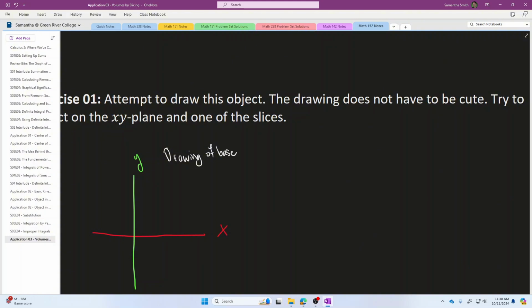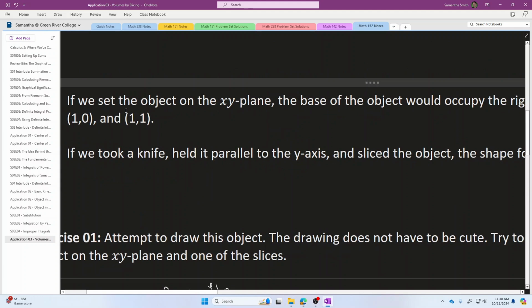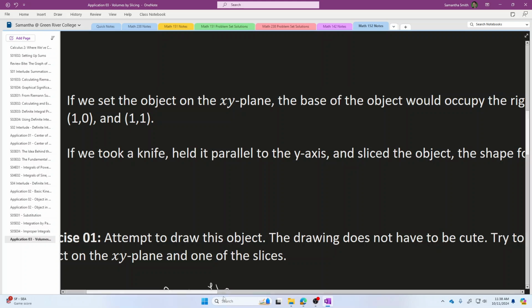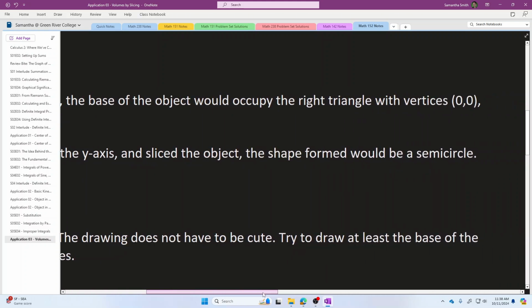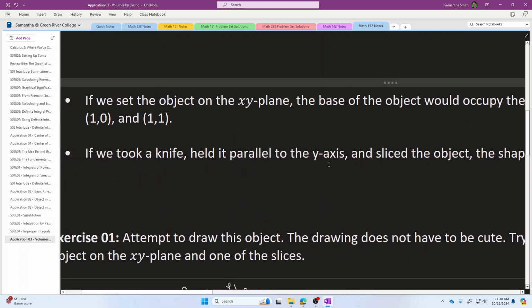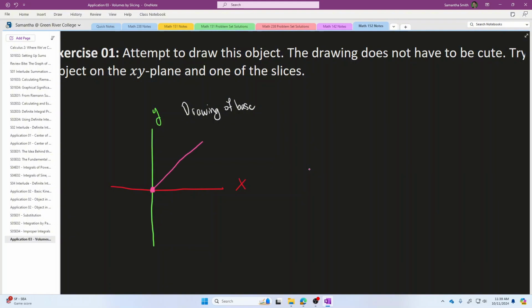And to draw the base of the object when it is sitting on a table, I'm going to use the info in this first data point. If I set the object down on the XY plane, the base of the object would occupy this region, a right triangle with vertices (0, 0), (1, 0), and (1, 1). So I'll go ahead in pink, I suppose, and draw in a triangle with vertices at (0, 0), (1, 1), and (1, 0).